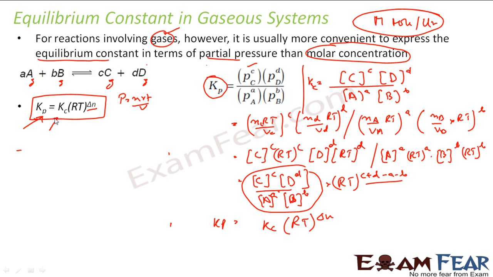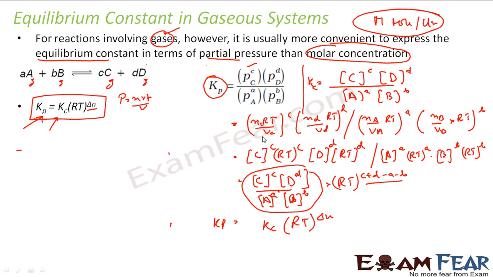Please understand this. And how we got this was Kp was nothing but partial pressure of C to the power c, partial pressure of D to the power d, over partial pressure of A to the power a, partial pressure of B to the power b. So what we did was, partial pressure is nothing but nRT by V. That is, partial pressure of C will be nothing but number of moles of C into RT by volume.